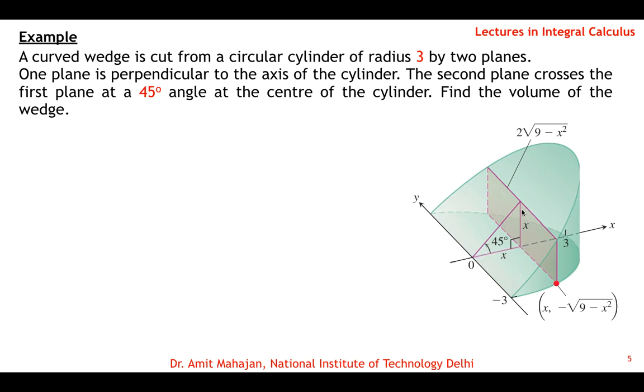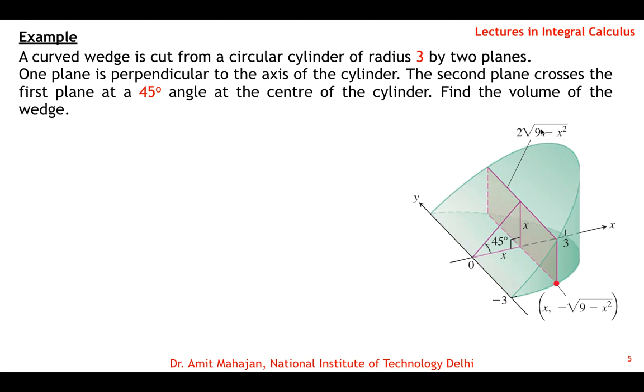Okay, so perpendicular is also x, and the length of the rectangle, for any point on the circle with the point here x, the corresponding point on this circular cylinder will be x minus root of 9 minus x square. So we have the edge point here, and similarly the other edge point will be plus of this, so this length will be nothing but 2 times root of 9 minus x square. Okay, so we have the length and breadth of the rectangle, so we immediately have the cross-sectional area, which is x times 2 times root of 9 minus x square.